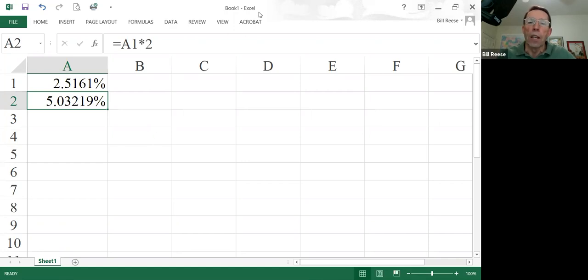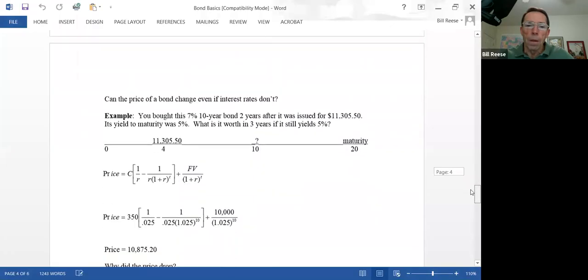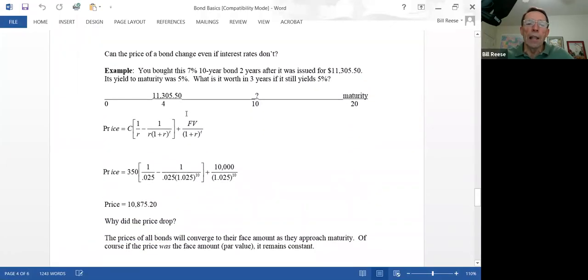Let's take a look at our notes again and see if we can see how that works in a diagram that I have. Okay. So here is our bond we were looking at. Here it was at time 4, 4 semi-annual periods, and its price was $11,350. Here's when it matures. When it matures, we know the value of the bond is going to be $10,000, and it matures at time 20. What's this bond going to be worth at time 10? That's 10 semi-annual periods, so it's after 5 years, if interest rates don't change.